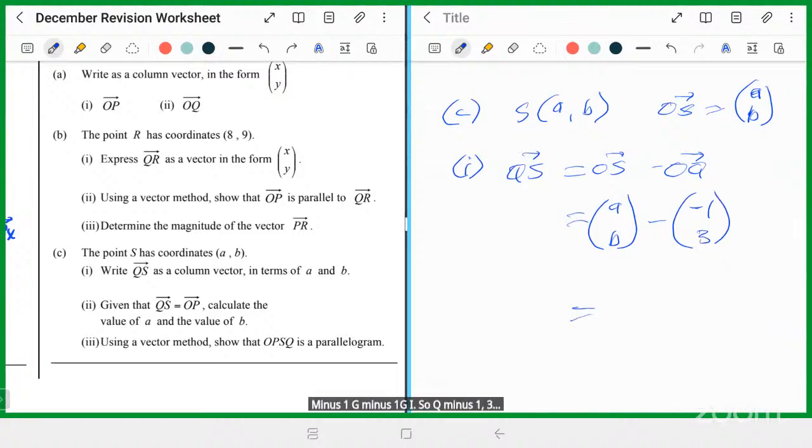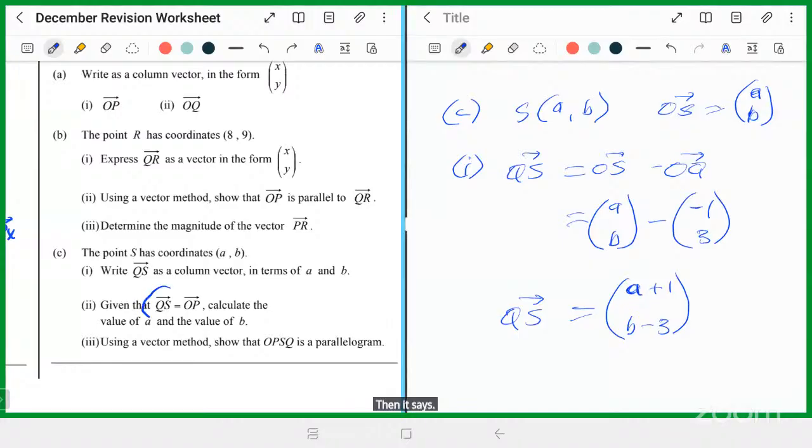So then this minus minus becomes a plus. You get A plus 1, and then you get B minus 3. And that's your vector QS: A plus 1, B minus 3. Then it says, given that QS is equal to OP, calculate the value of A and B right here.